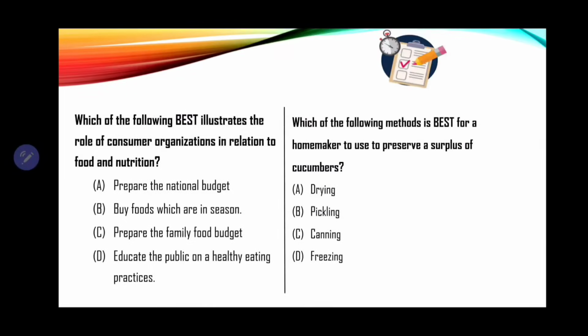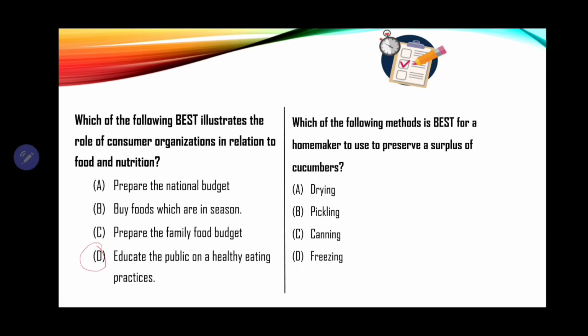Good. Next question. Which of the following best illustrates the role of consumer organization in relation to food and nutrition? A. Prepare the national budget. B. Buy foods which are in season. C. Prepare the family food budget. And D. Educate the public on healthy eating practices. Good. And D is the correct answer.